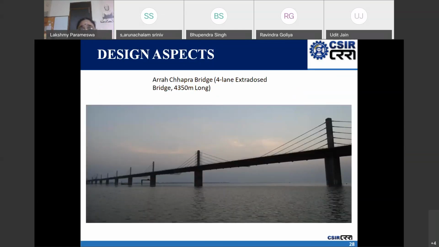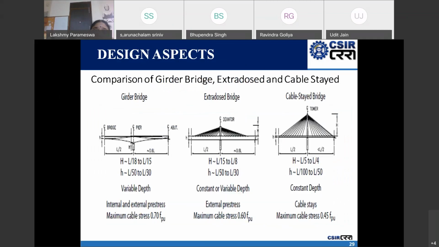So this is one of the bridges which has been constructed in Bihar, and it is, you can say, a short pylon, and you can see the parallel cables provided here. And the deck, of course, is not a flexible deck. So the deck behavior is somewhat similar to the girder bridge. So here a comparison of these three is given.